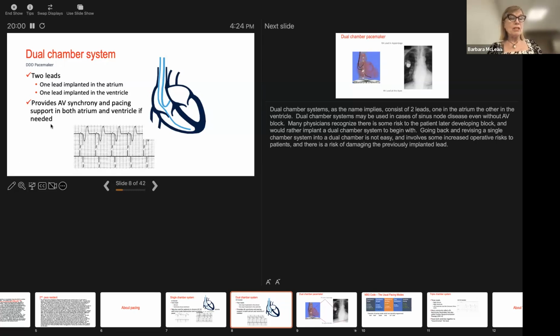This gives us AV synchrony. It means our atria contract and fill our ventricle. I myself would never want this. This is a very narrow interval. This is only like 2.5 boxes. So that means the interval between atrial contraction and ventricular contraction is less than 0.12 seconds.